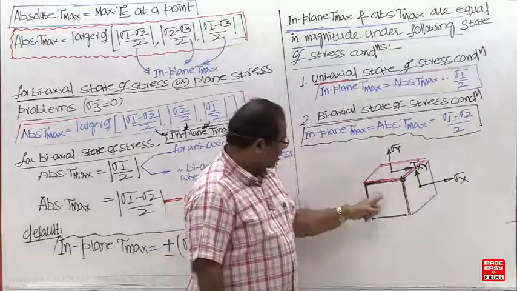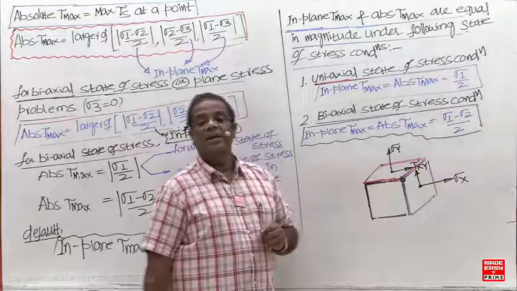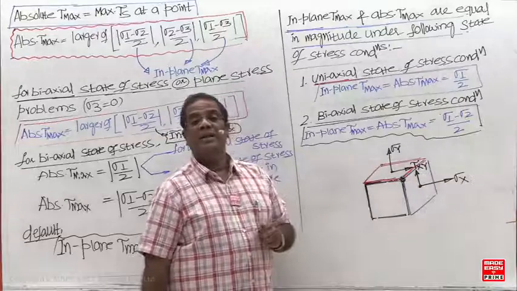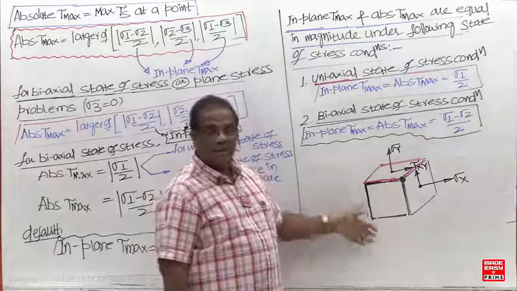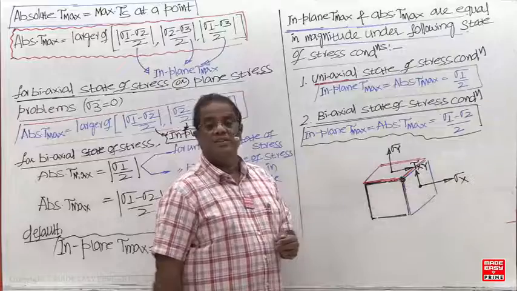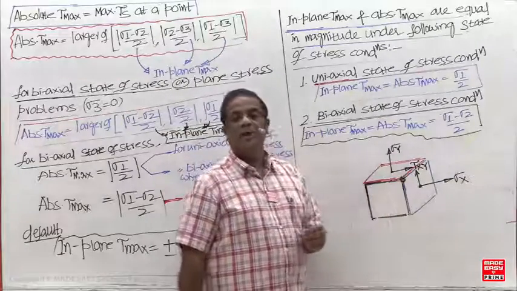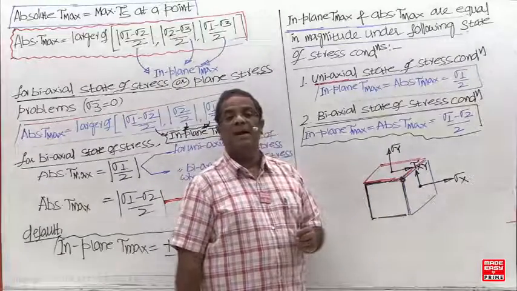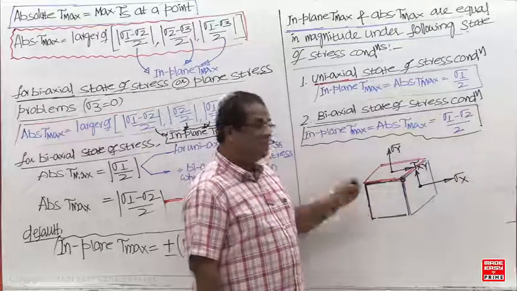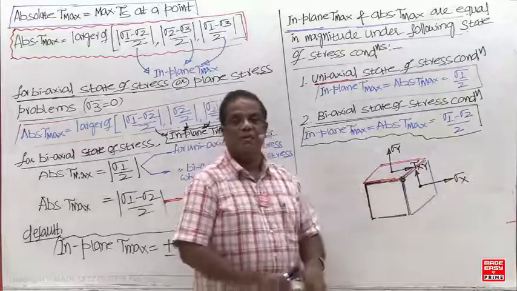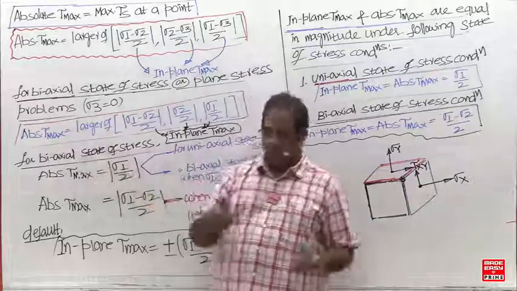When the point belongs to these two, what is the in-plane tau max now? It is sigma 2 minus sigma 3 by 2. But for the biaxial case sigma 3 is 0, so it is going to be sigma 2 by 2. Next, the point belongs to x and z. The in-plane tau max is sigma 1 minus sigma 3 by 2. But once again sigma 3 is 0, so you are going to get sigma 1 by 2. That only I have written here now.